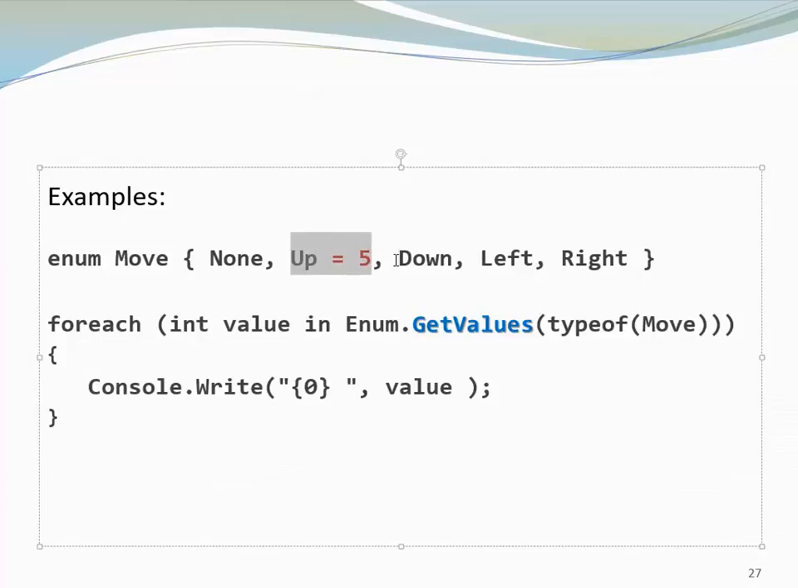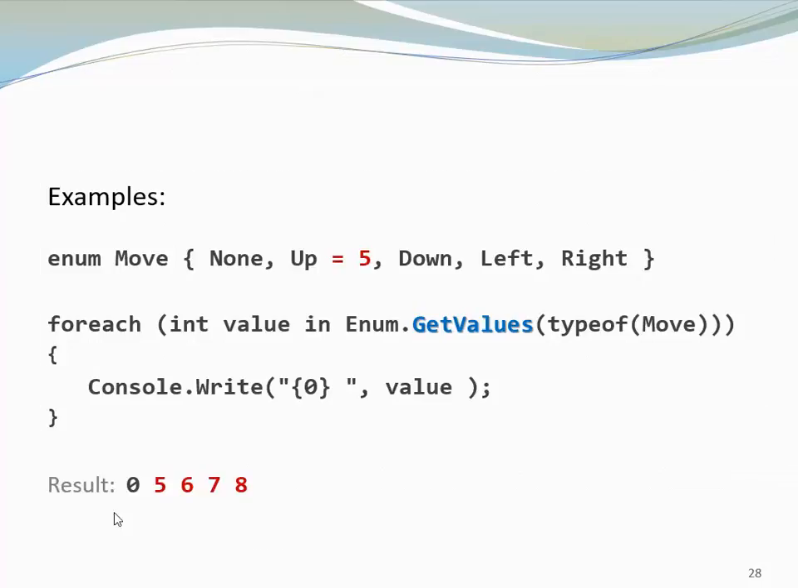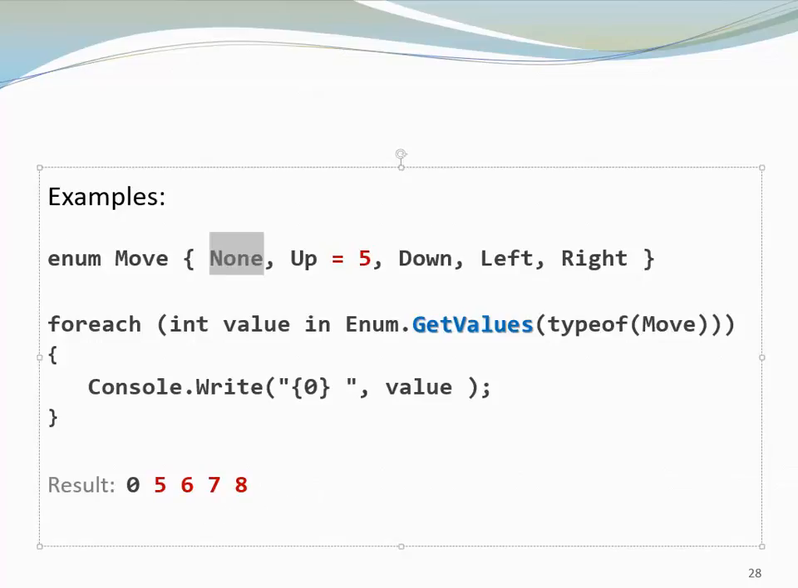Now in this case, all the following enum constants would be incremented by 1. And if I would execute the code, it would be 0, 5, 6, 7, 8. Now if I want down to be 10, left to be 15, then I would have to specify it individually for each of my enum constants. Needless to say, we don't want our default none to be anything else than the integral default value 0.